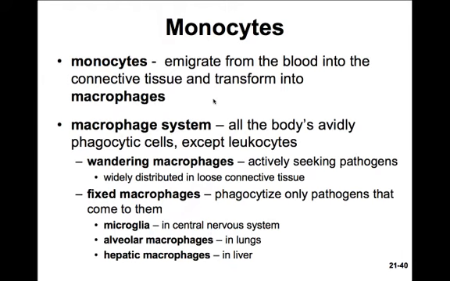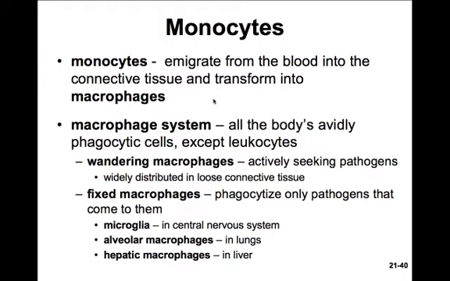So monocytes are white blood cells that emigrate from the blood into the connective tissue, and there they transform into macrophages. And as we know, macrophages gobble things up. There's a whole system of macrophages. It's all of the body's avidly phagocytic cells, except for the leukocytes. Some of those macrophages are wandering macrophages, where they actively wander around and seek out pathogens. They're widely distributed in the loose connective tissues of our bodies. Other macrophages are fixed. They phagocytose only the pathogens that come to them.